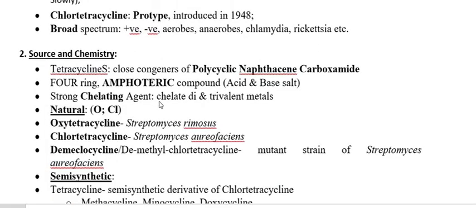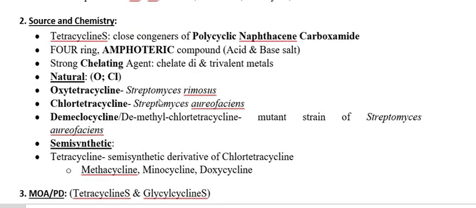Now we have to shift to another point, that is the source and chemistry. Regarding the chemistry of the tetracycline group, these are close congeners of polycyclic naphthacene carboxamide. Why are we calling it a congener? Because they have structural similarity with the polycyclic naphthacene carboxamide. So that is why the tetracyclines as a group are close congeners of the polycyclic naphthacene carboxamide.